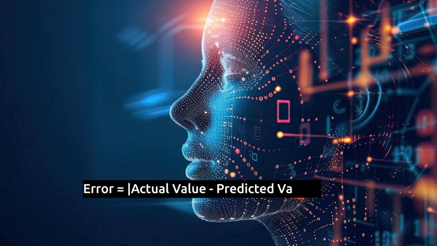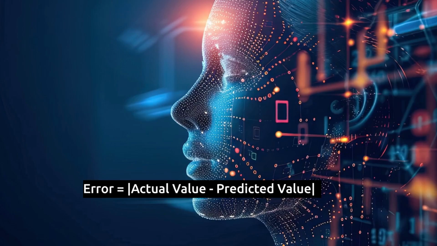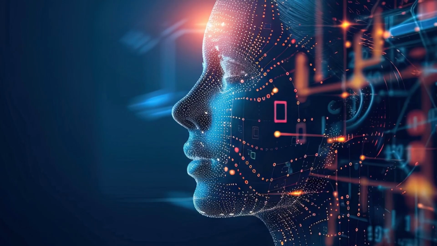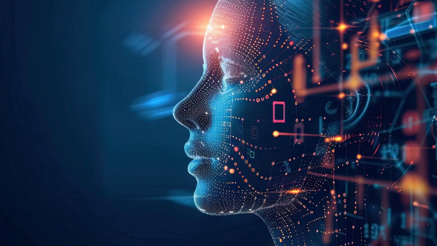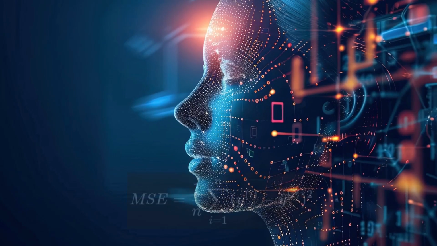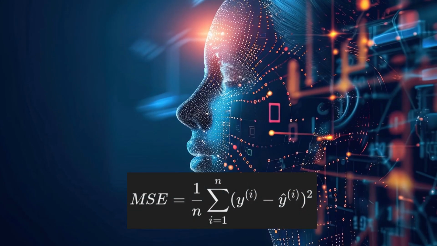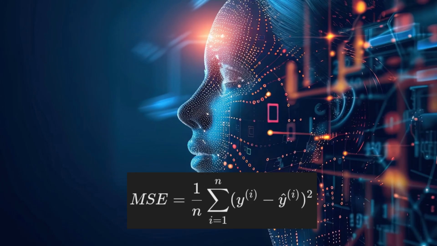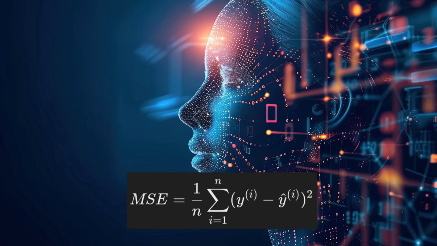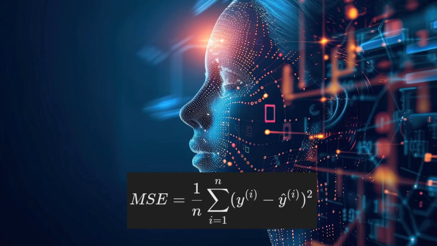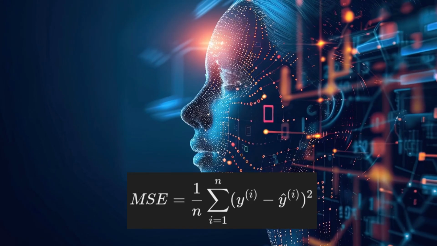When we square these individual errors and take the average, we get the mean squared error, that is MSE. So here's the formula for MSE. Here, yi is the actual value, yi hat is the model's predicted value, and n is the total number of samples in the data.